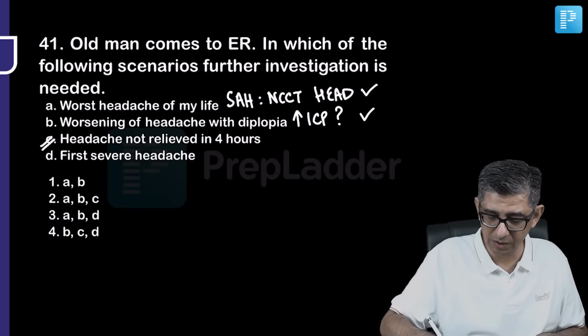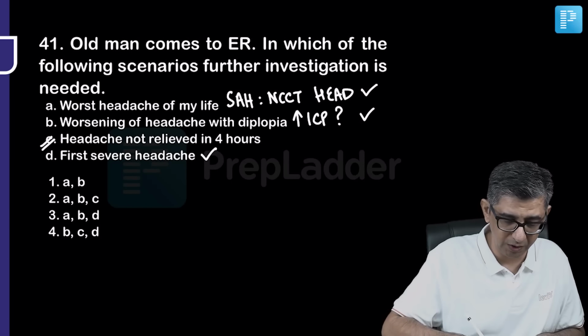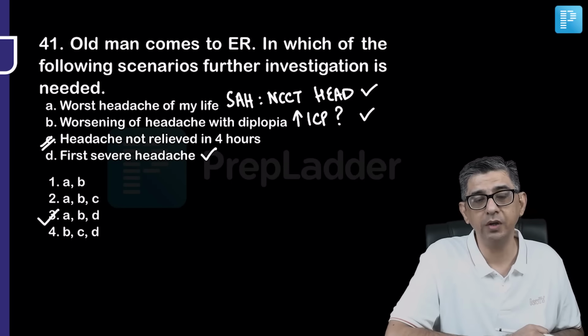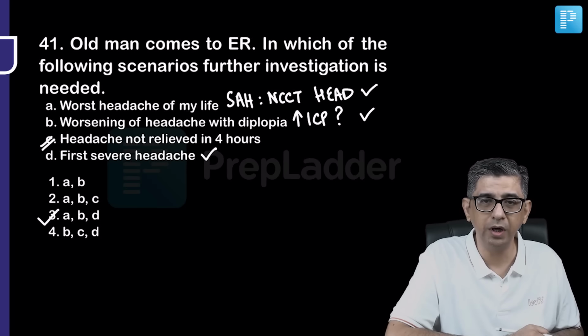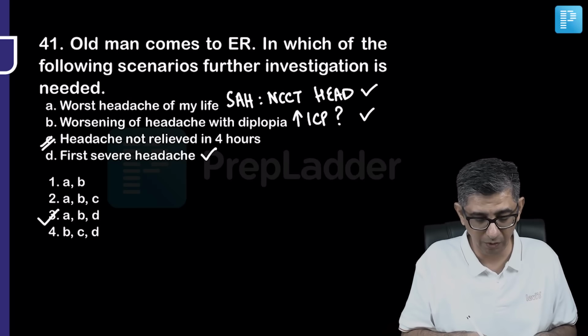So I would rate this as a slightly difficult question. A lot of people answered only A and B, but the correct answer for this one is point number 3, that is option A, B, and D are correct. For D, I had to anyway look up Harrison. So don't worry in case you got this one wrong, it doesn't matter.